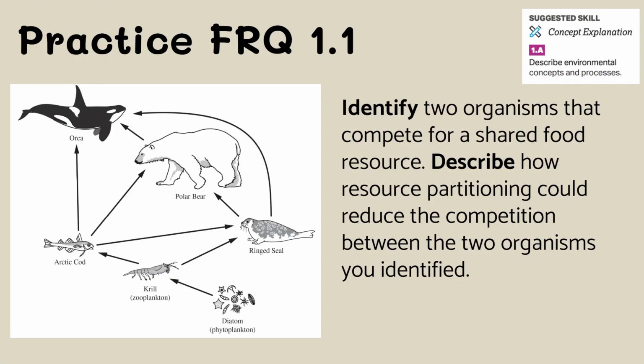Our practice FRQ for topic 1.1 today will cover the skill of describing an environmental concept and process. Look at this food web here and identify 2 organisms that would compete for a shared food resource. After you have identified them, describe how resource partitioning could reduce the competition between the 2 organisms that you identify.